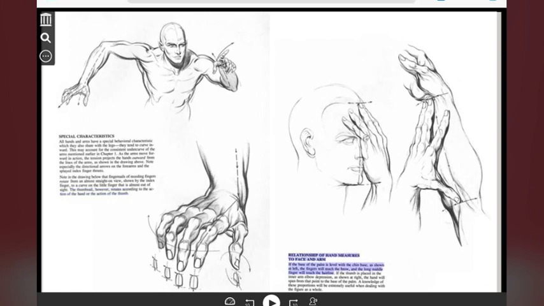Relationship of hand measures to face and arm. If the base of the palm is level with the chin base, as shown at left, the fingers will reach the brow, and the long middle finger will touch the hairline. If the thumb is placed in the inner arm elbow depression, as shown at right, the hand will span from that point to the base of the palm. A knowledge of these proportions will be extremely useful when dealing with the figure as a whole.